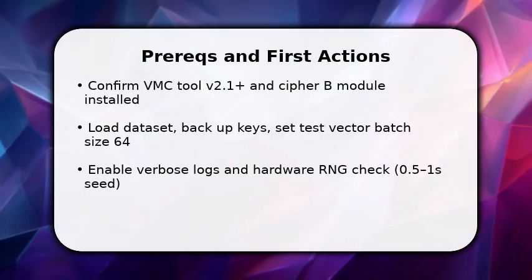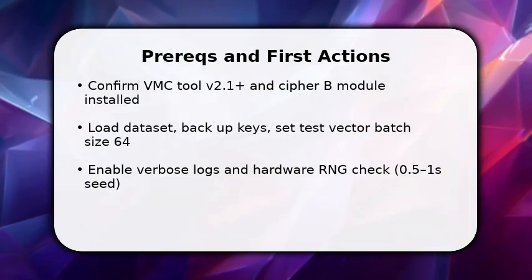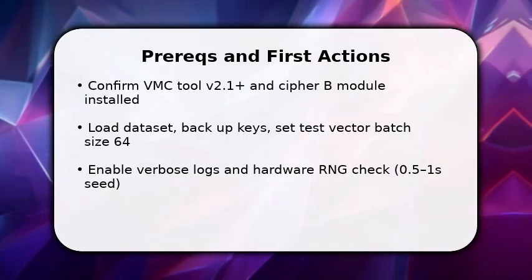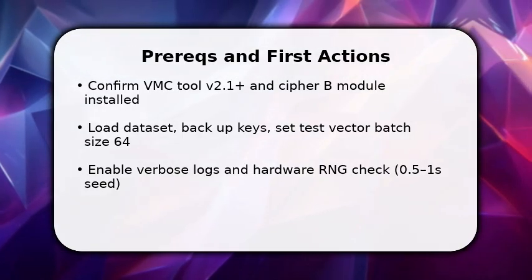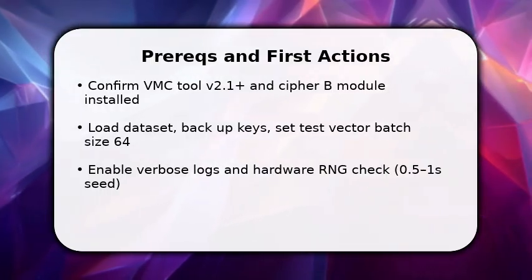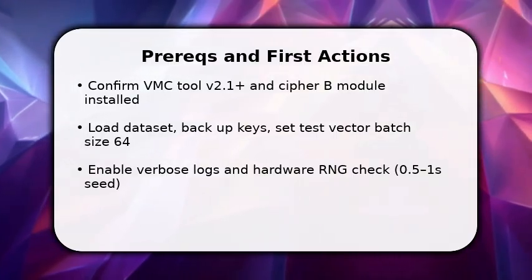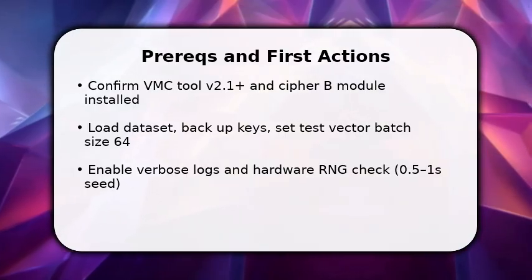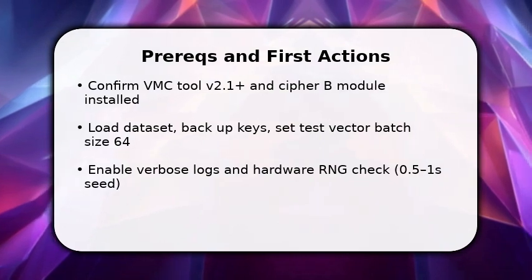Enjoy the video. You start by verifying prerequisites: VMC Tool v2.1 or later, and the Cipher B module present. Once done, back up your key material and load a small test dataset to avoid corrupting production. Next, set a test vector batch size of 64 to speed iterations while keeping diagnostics clear. Make sure verbose logging is enabled and run the hardware RNG check for 0.5 to 1 second to confirm entropy. This gets you into a safe, actionable state immediately.